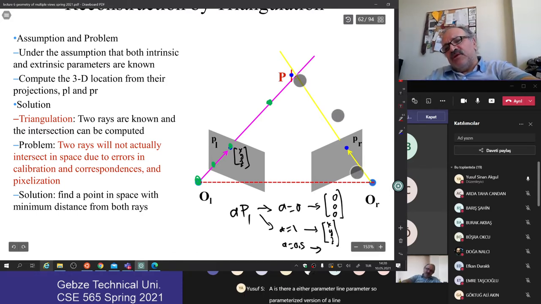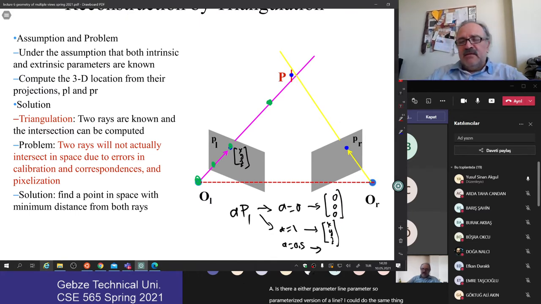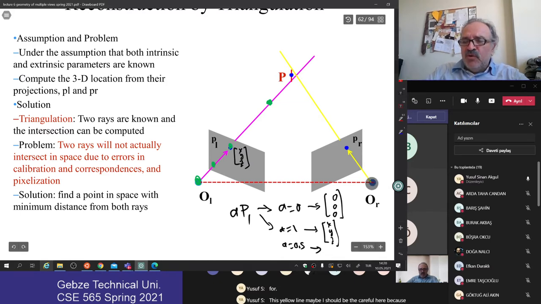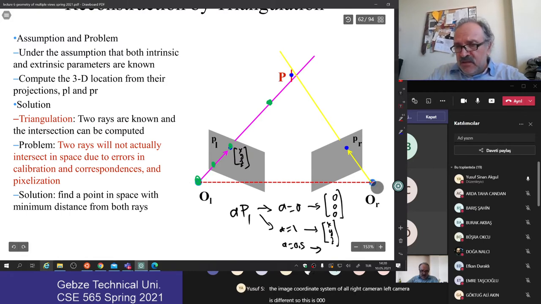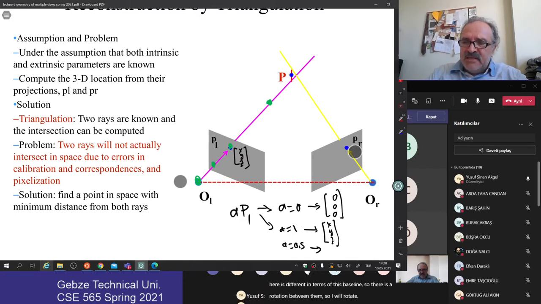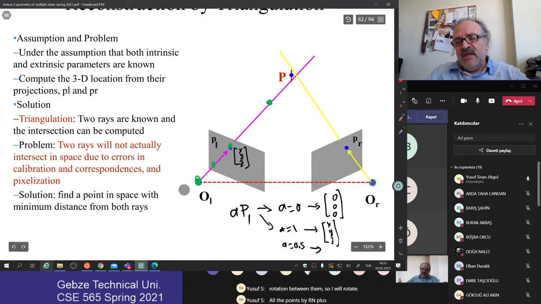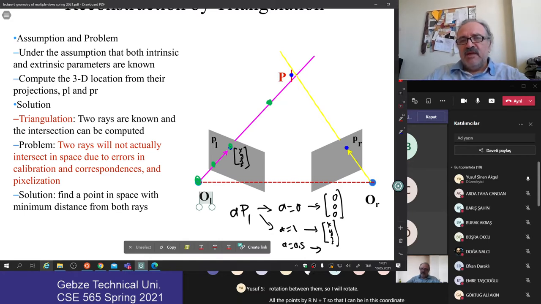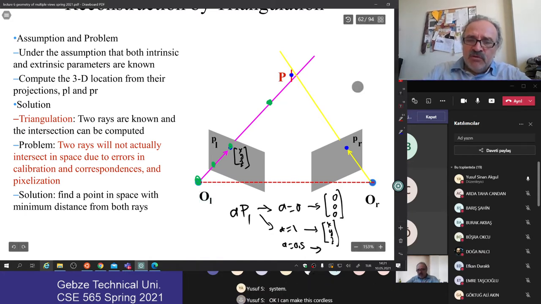I could do the same thing for this yellow line. Maybe I should be careful here, because the coordinate system of the right camera and the left camera is different. So this is 0, 0, 0 here for this camera, but for this camera it's not 0, 0, 0. This camera is different in terms of the baseline, and also there is a rotation between them. So I will rotate all the points by R and add T so that I can be in this coordinate system. So I'm going to write something like this.